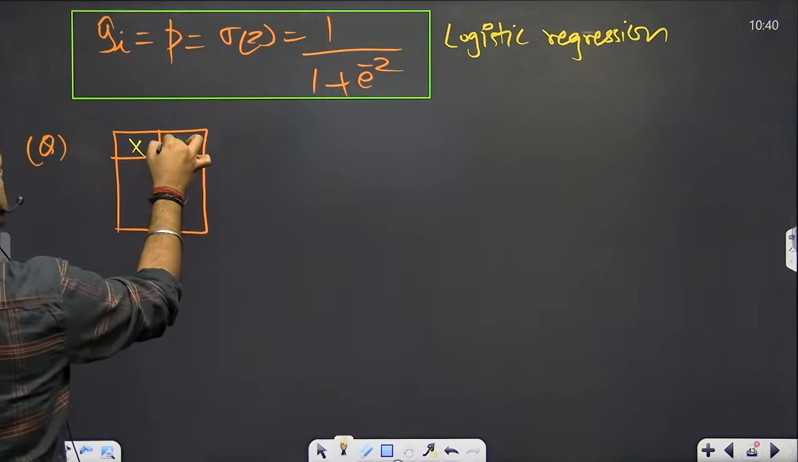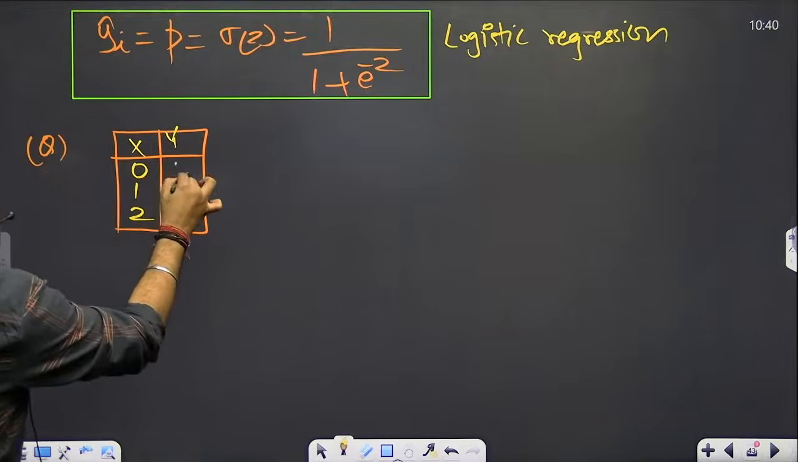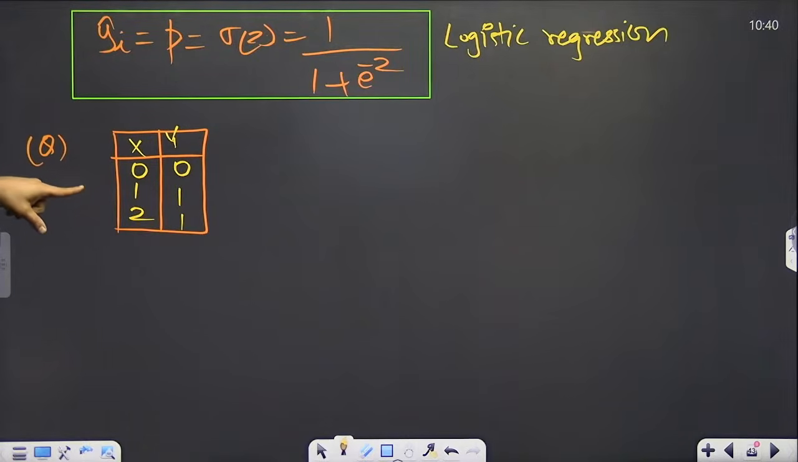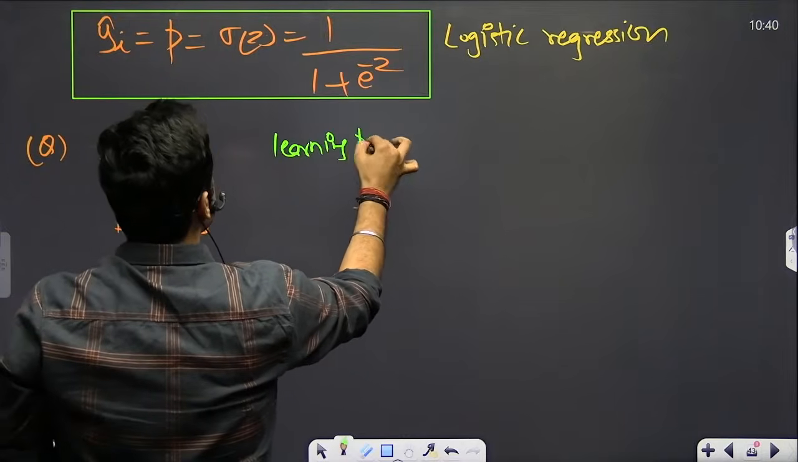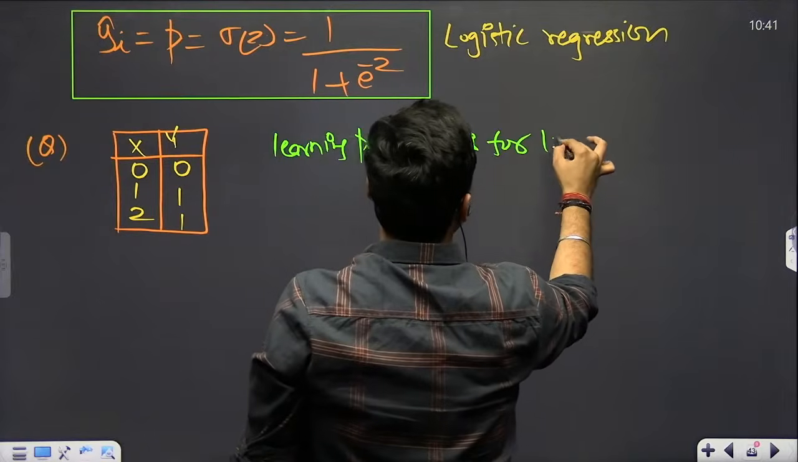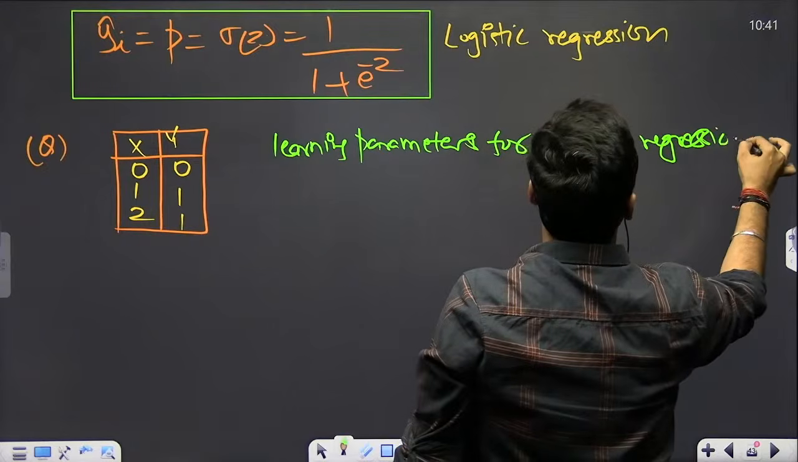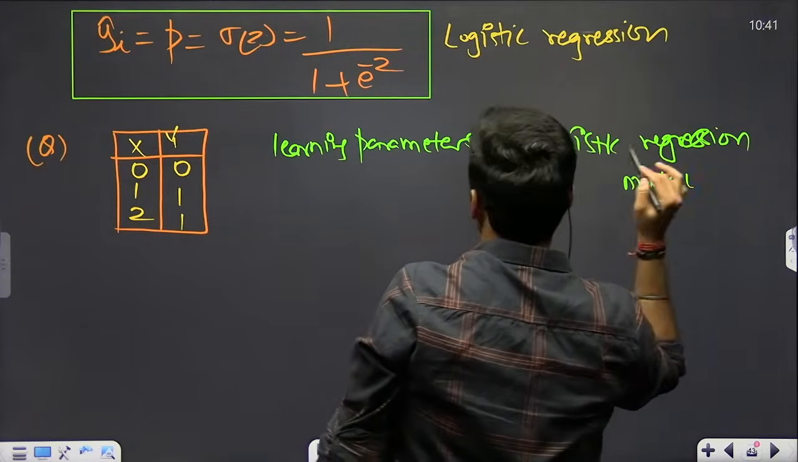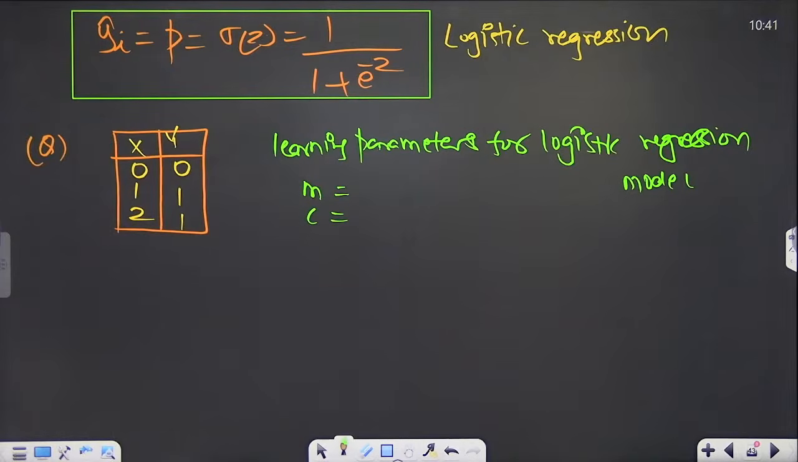So this is x, this is y. When x is 0, when x is 1, and when x is 2, we have classes 0, 1, 1. These are the classes given, and the learning parameters for the logistic regression model, m and c, are given.